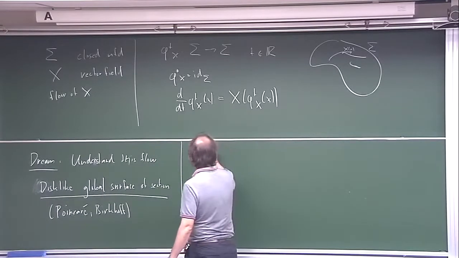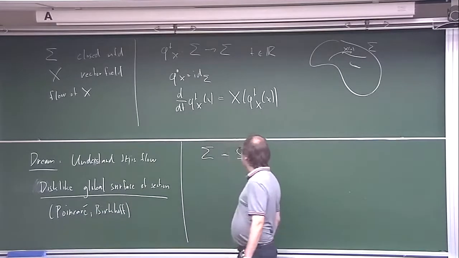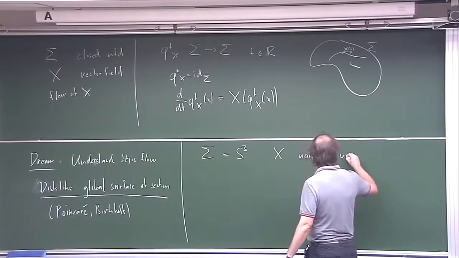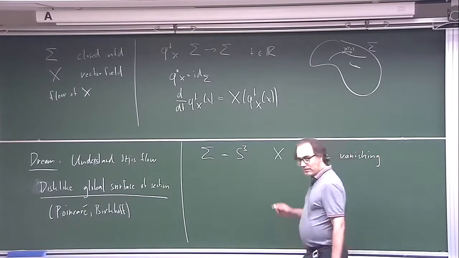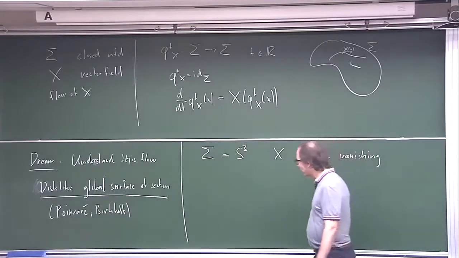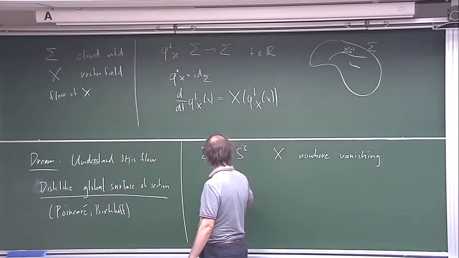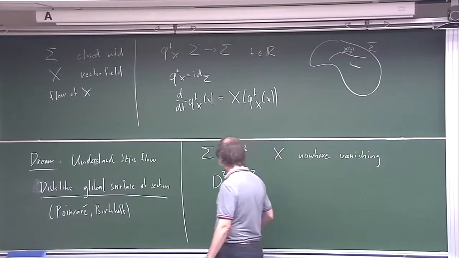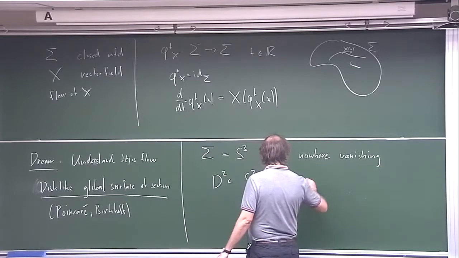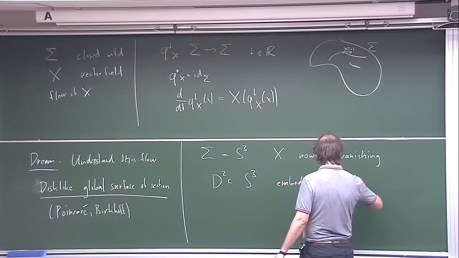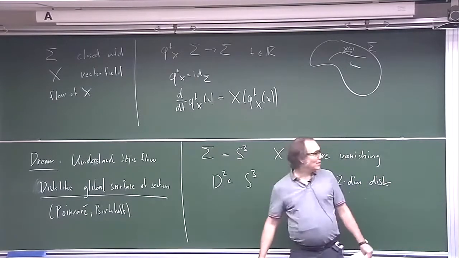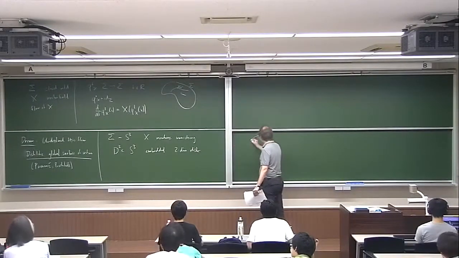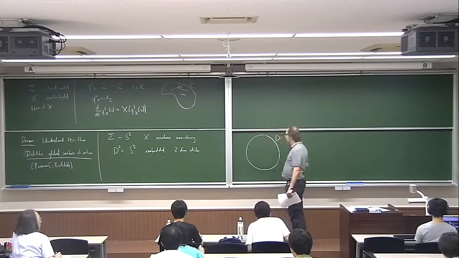So let us assume that sigma is just S3 and X is nowhere vanishing. So we have no fixed points of this flow. And then what is a global surface of section? So D in S3, this is an embedded two-dimensional disk. You can imagine we have here our room, which is S3, and we have here our disk, and this should have the following properties.